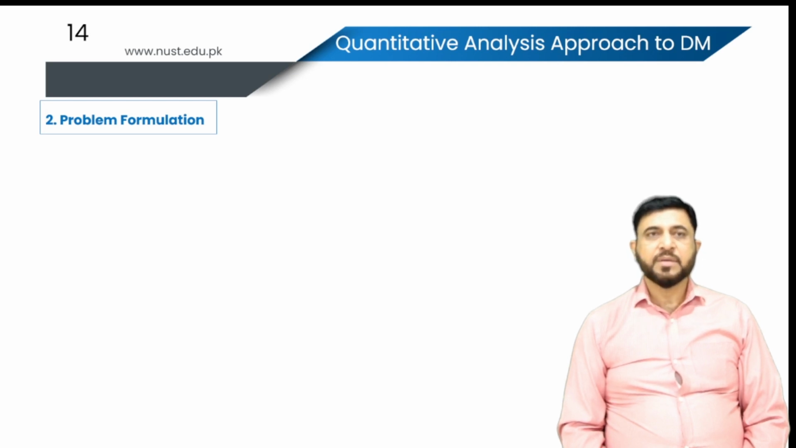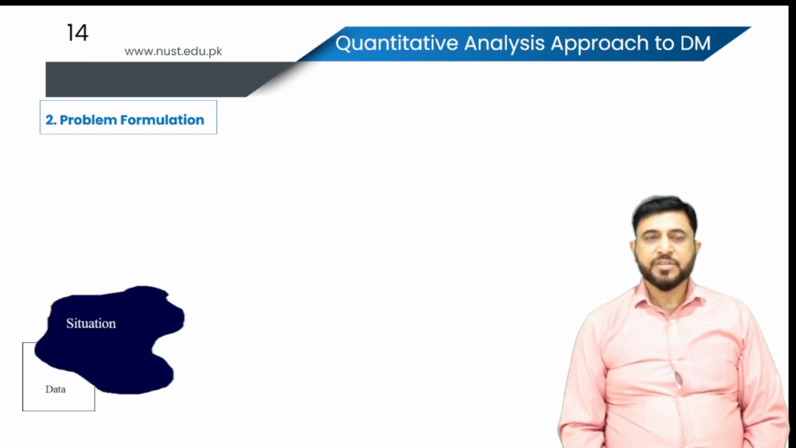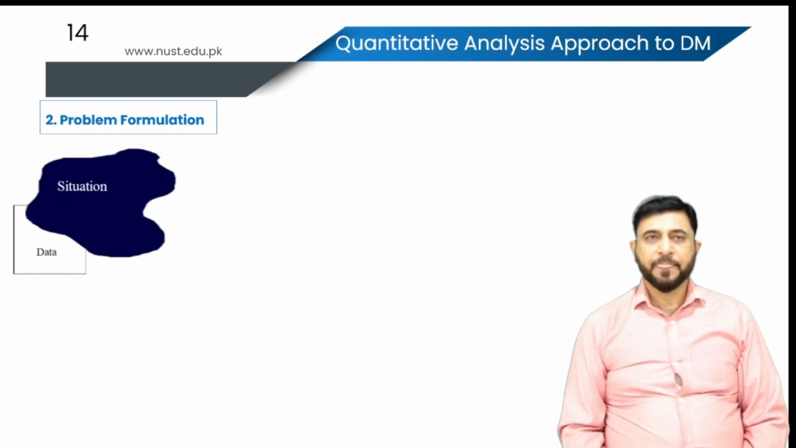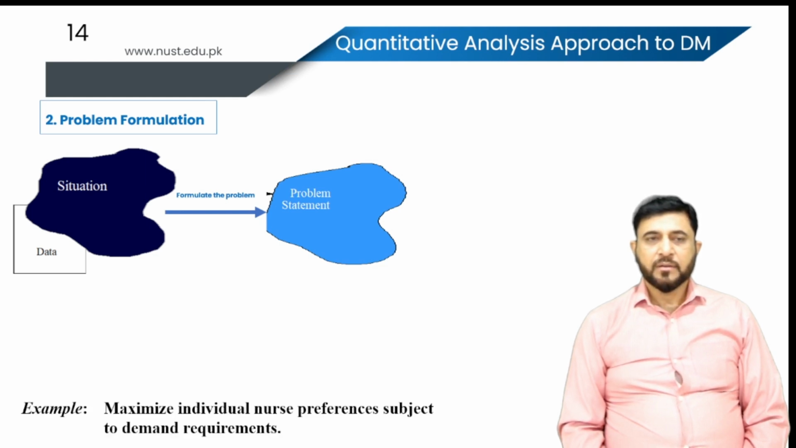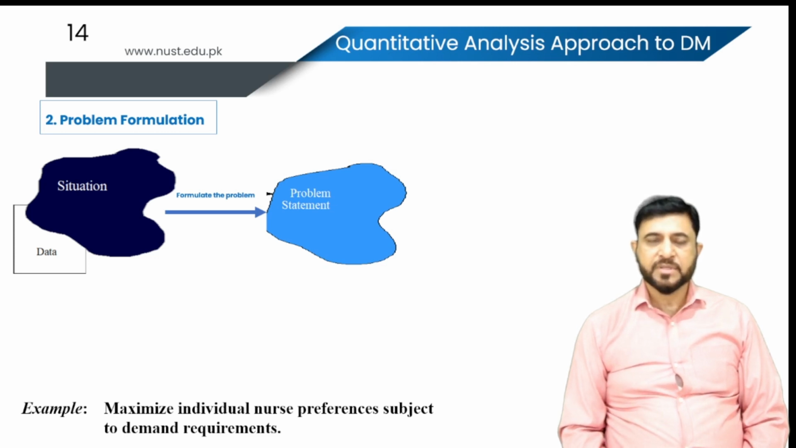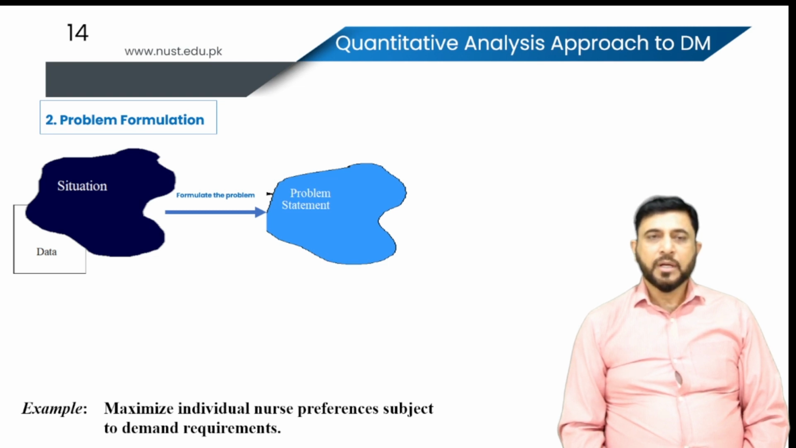The second step is the problem formulation. When the situation and data are obtained, a problem statement is formed. For example, we have to maximize individual nurse preferences subject to demand requirements. We have to keep in mind our demand requirements as well, and we also have to maximize their individual preferences.